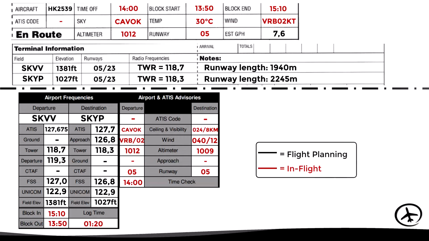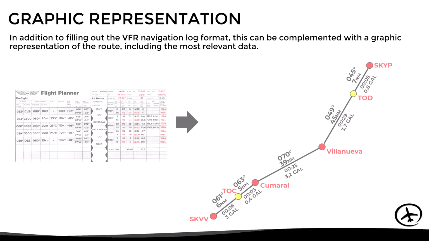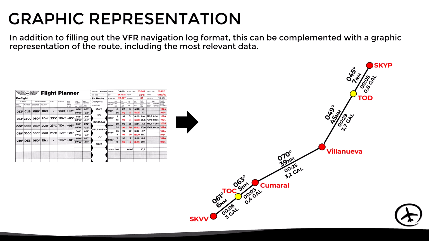Now, in addition to filling out this navigation log, a very useful way to keep a high situational awareness is to complement this information with a graphic representation of the route, including the most relevant data, such as compass heading, distance, time, and fuel for each leg, as we can see in this example.